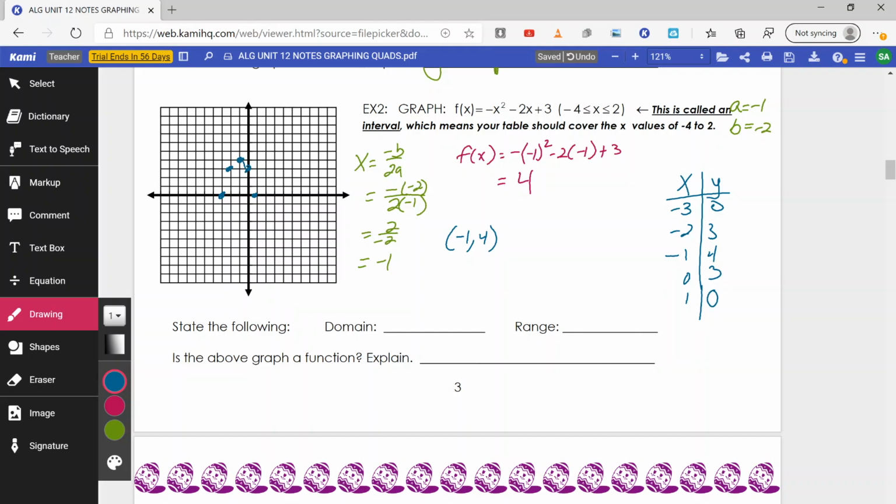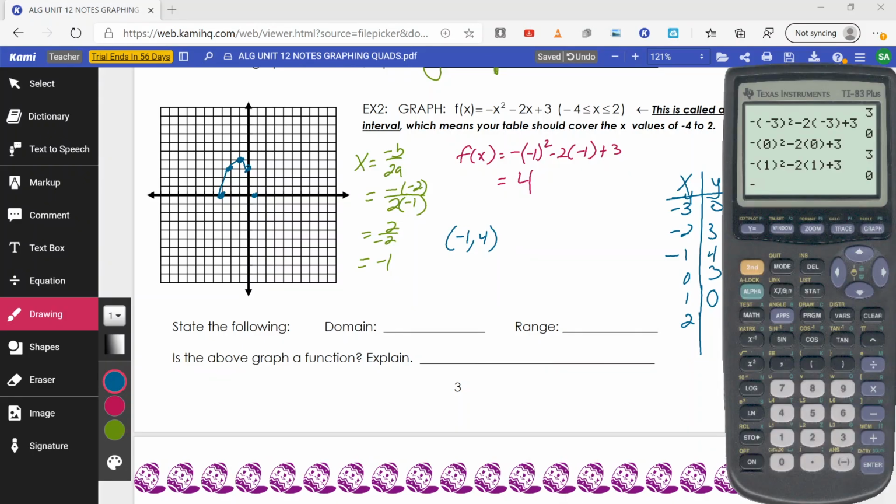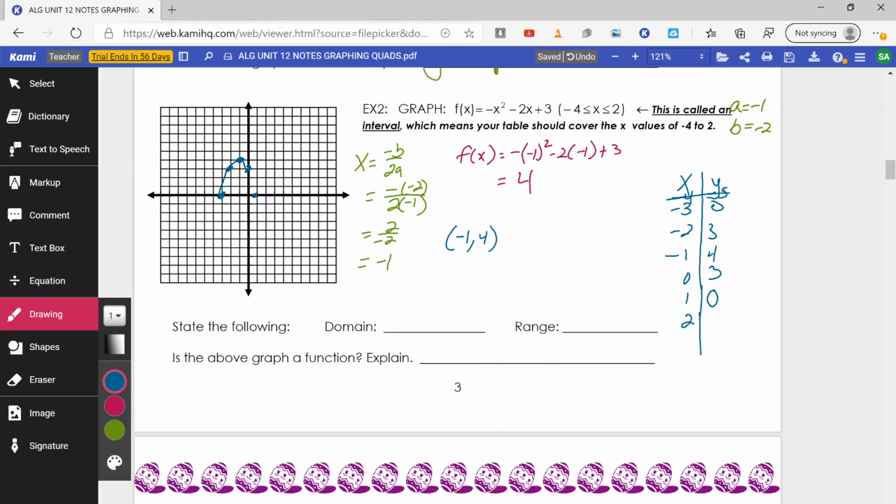So again, it's a curve, so we're going to connect the dots as best we can. And again, we want to go from negative 4 to 2. So we actually only went to negative 3 and 1. So according to us, we actually have to go to 2, and we also have to use negative 4. So again, we just do the same thing. The negative value of negative 4 squared minus 2 times negative 4 plus 3 gives me a value of negative 5. So negative 4, negative 5, and 2 is going to give me the same thing, negative 5.